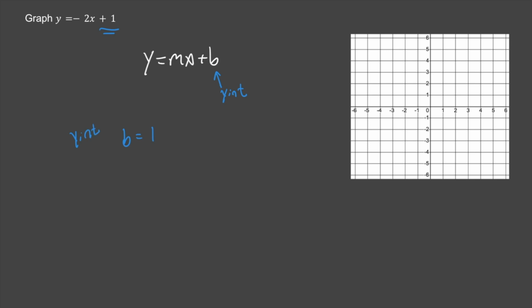As far as slope goes, slope is the number connected to x by multiplication. So we have the m here representing slope, and the number connected to x by multiplication is this -2. So our slope is -2.